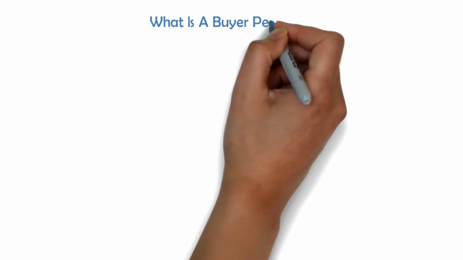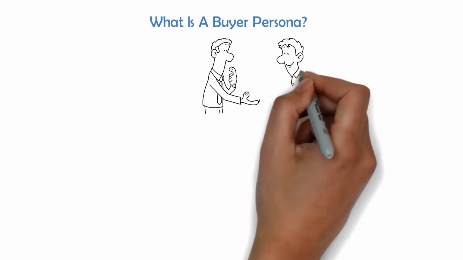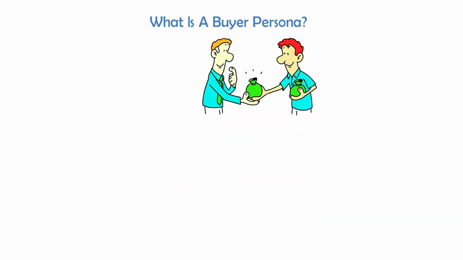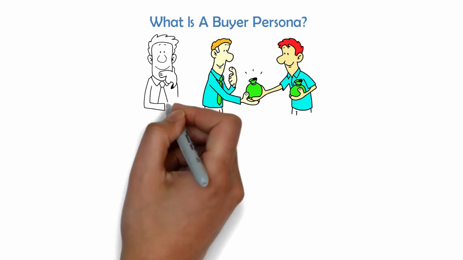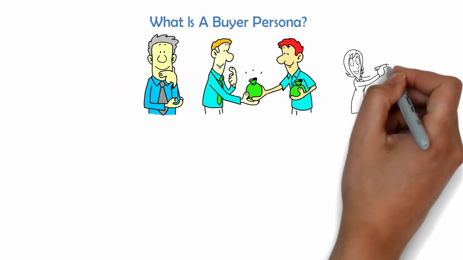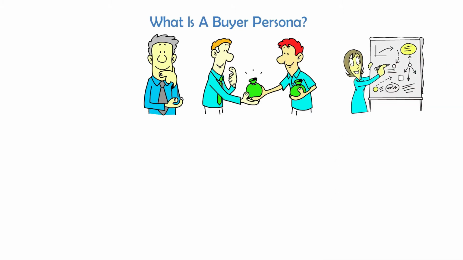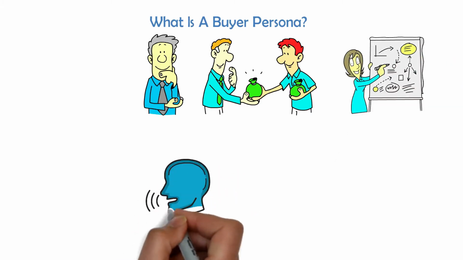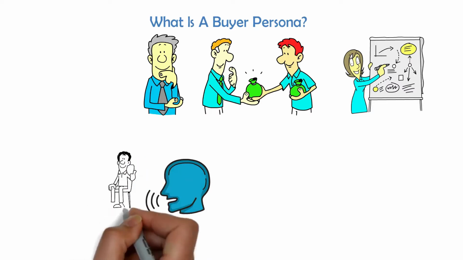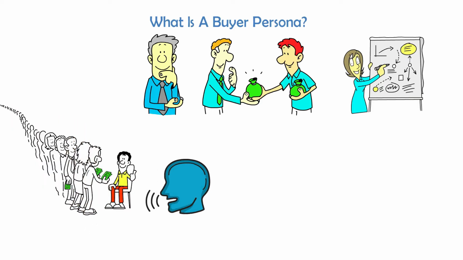What is a buyer persona? A buyer persona is a made-up character that represents your ideal customer or target audience. When you know exactly who you're marketing to, producing effective and targeted content that addresses your buyer's objectives and challenges is a lot easier. A buyer persona is like a personal narrative. You're creating a story for the people who are most likely going to buy your products or services.